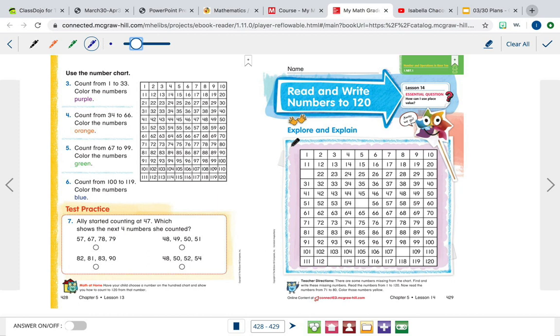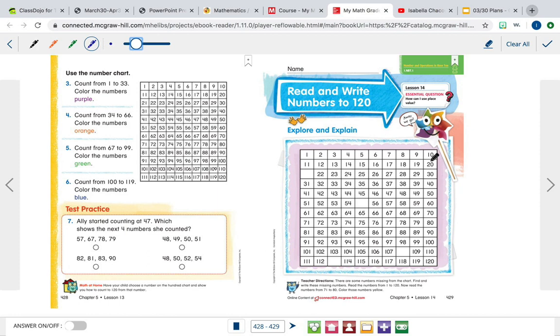So count with me. 1, 2, 3, 4, 5, 6, 7, 8, 9, 10, 11, 12, 13, 14, 15, 16, 17, 18, 19, 20. There's a missing number right here. What comes after 20, my friends?